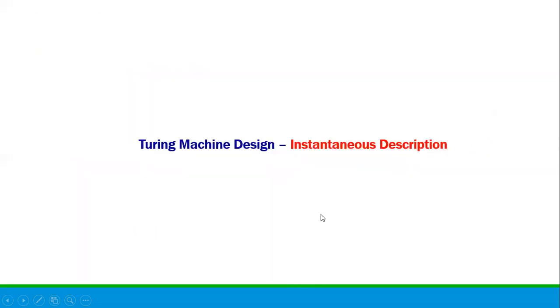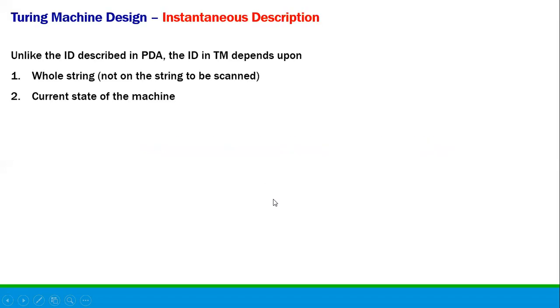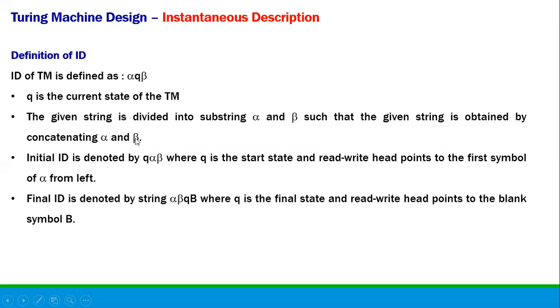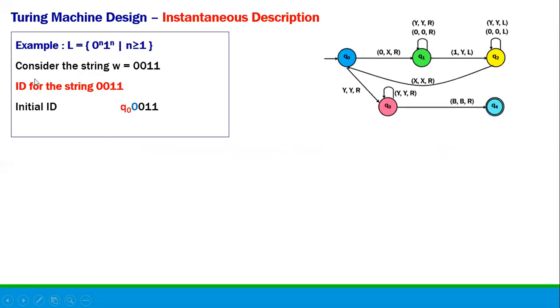Okay, and let's see the instantaneous description. Unlike the ID described in PDA, the ID in a Turing machine depends upon the whole string and the current state of the machine. We will take the example 0011 here. So the ID for the string 0011: the initial ID will be q0, then 0011. Okay, this is the initial ID we have.